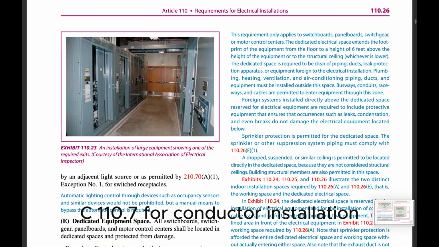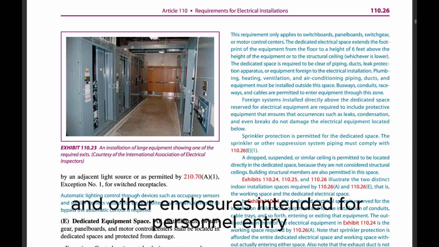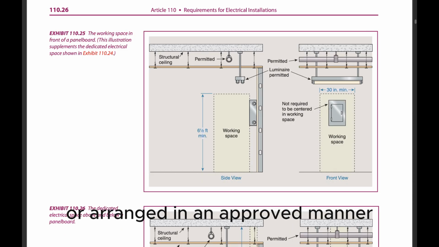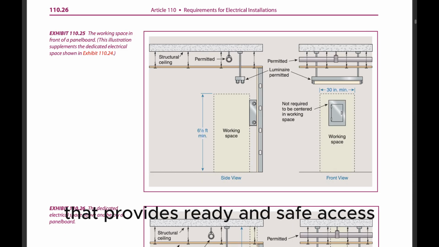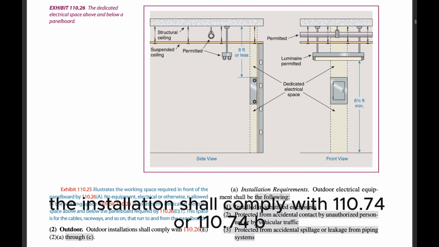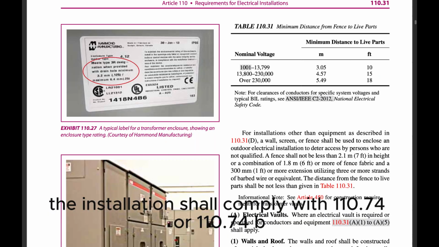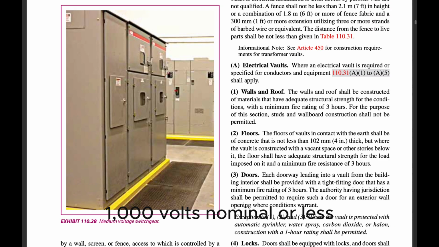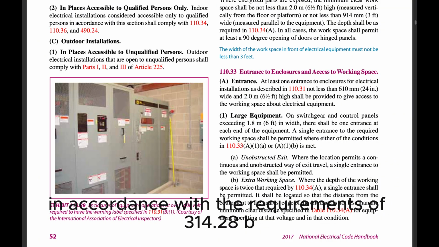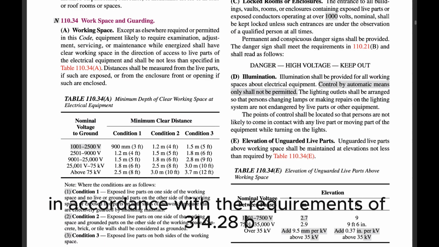110.74 Conductor installation. (A) Conductors installed in manholes and other enclosures intended for personnel entry shall be cabled, racked up, or arranged in an approved manner that provides ready and safe access for persons to enter for installation and maintenance. The installation shall comply with 110.74(A) or 110.74(B), as applicable. (A) 1,000 volts, nominal, or less. Wire bending space for conductors operating at 1,000 volts or less shall be provided in accordance with the requirements of 314.28.